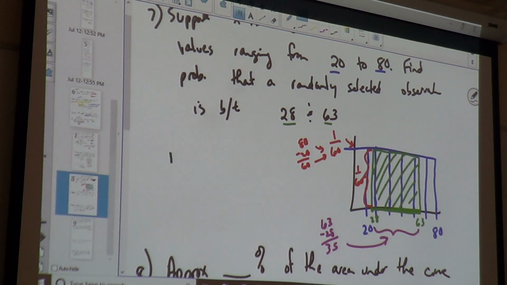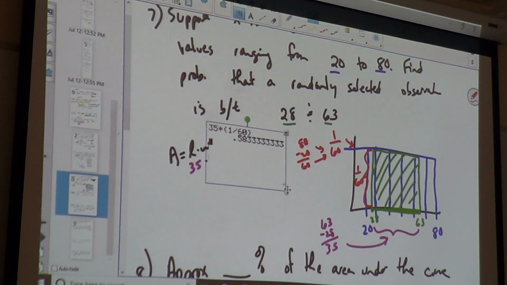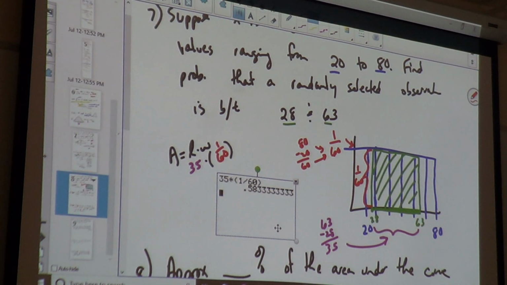Now I'm going to do area equals length times width. So we have 35 times 1 over 60. I go to my calculator, 35 times 1 over 60. There's my answer, however they want me to round it. Are we glad we're reviewing? Cool?